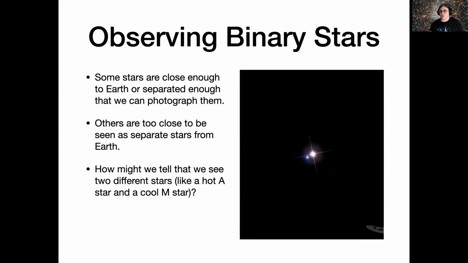We have some stars that we can see as binaries. We call them visual binaries. They're called that because we see them. But some stars are too close to each other and too far away from Earth to see them as separate stars. Now the question is, how might we tell that they're two different stars? If you have two stars that are really different, an A star and an M star, when you look at their light with a spectrometer, you're going to see two sets of spectral lines. You'll see the ones you expect for the A star and the ones you expect for the M star kind of on top of one another.